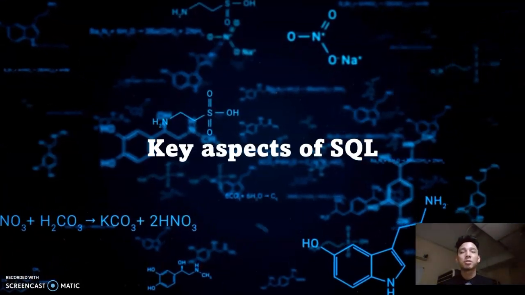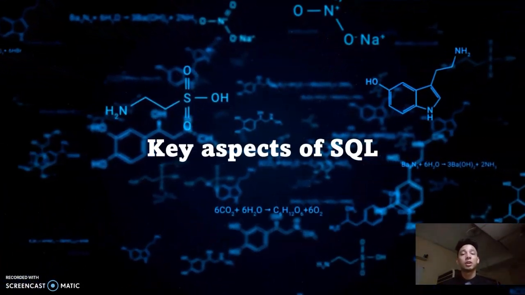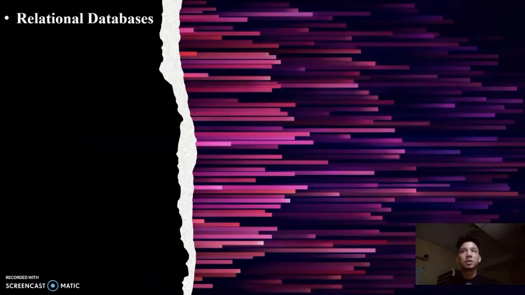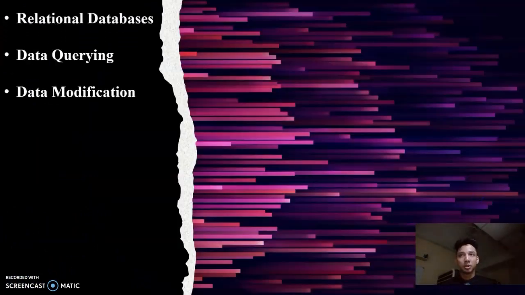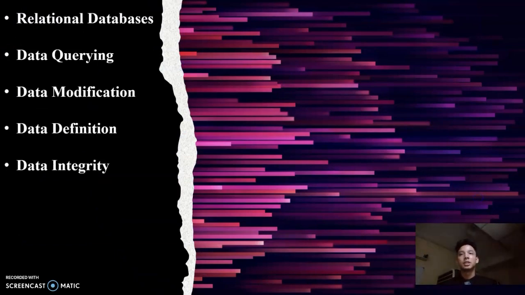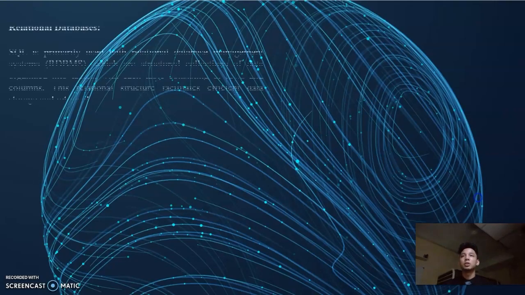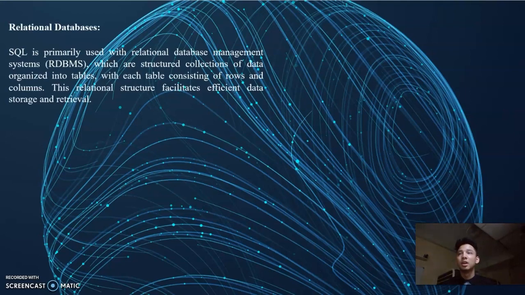Next, we have the key aspects of SQL. What are the key aspects of SQL? First of all, we have the relational databases, data querying, data modification, data definition, data integrity, transactions, security, and scalability. We would like to go to the relational databases. SQL is primarily used with Relational Database Management System (RDBMS), which are structured collections of data organized into tables, with each table consisting of rows and columns. This relational structure facilitates efficient data storage and retrieval.